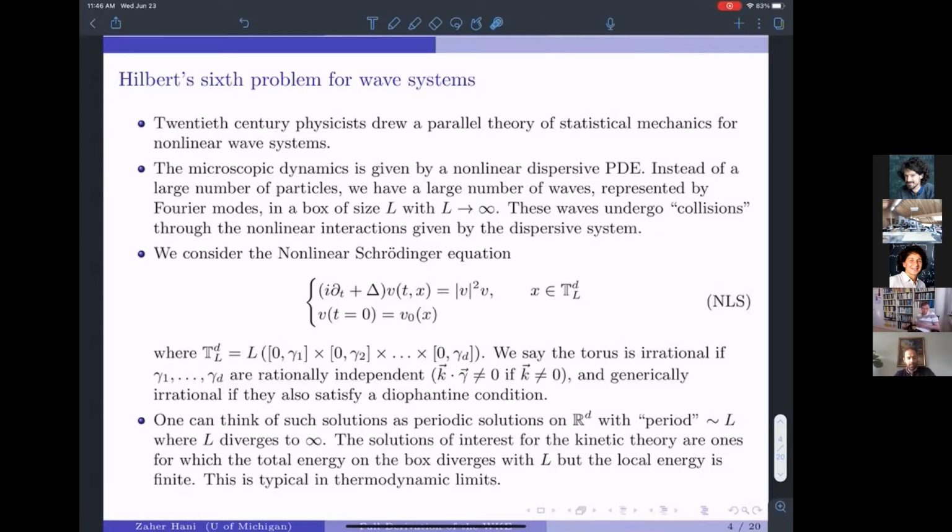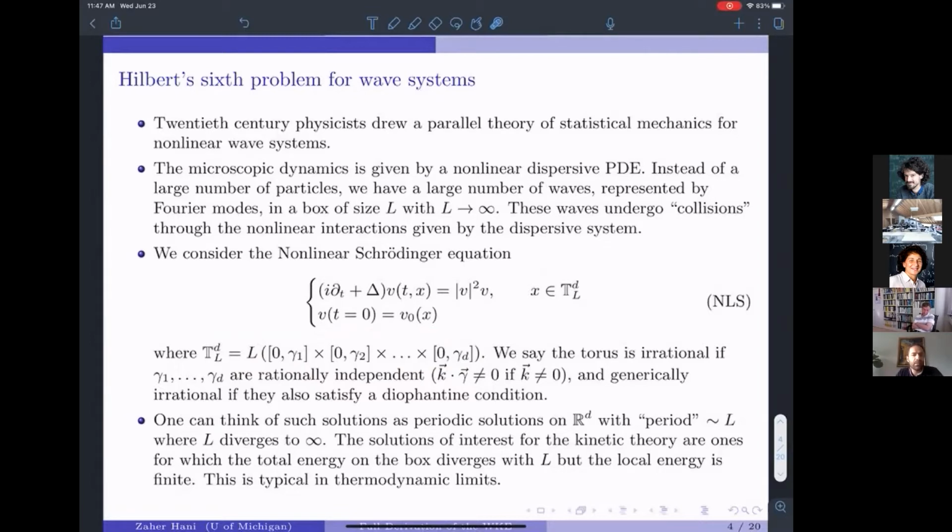Okay, so in what follows, we will consider the nonlinear Schrodinger equation as a prototypical example of a nonlinear dispersive equation. So we'll consider the cubic NLS equation written over here, and we'll think of it as posed on a box of size L, or a torus of size L, in D dimensions. Okay, so this torus of size L can have different aspect ratios. So it's given by the dilation by L of this fundamental domain, if you like, 0 gamma 1, 0 gamma 2 up to 0 gamma d. And these gamma 1 up to gamma d are the aspect ratios of the torus.